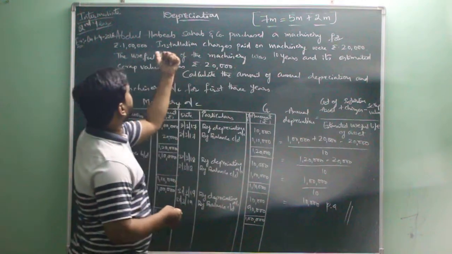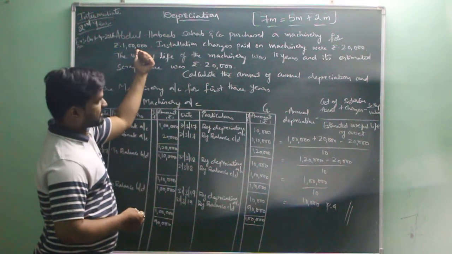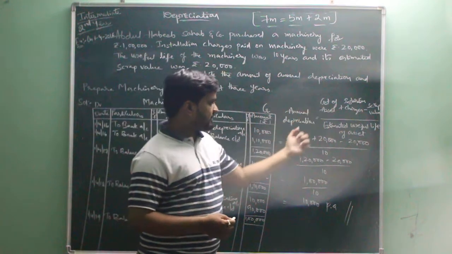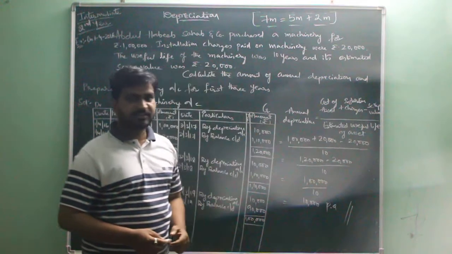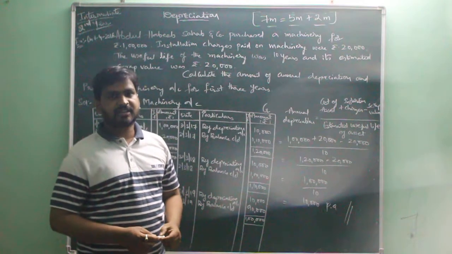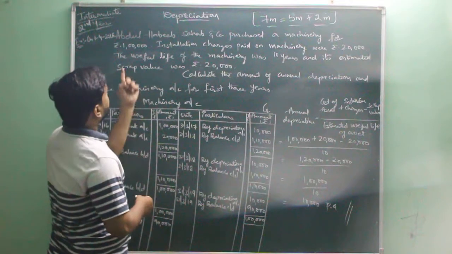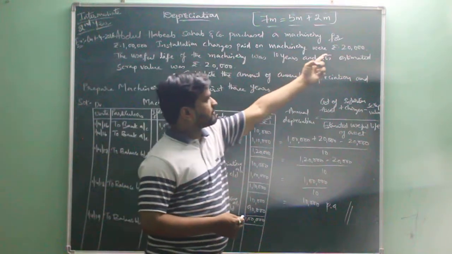Abdul Habib Sahab and company purchased the machinery for 1 lakh. Then the cost of the asset will be 1 lakh rupees plus installation charges. What were the installation charges paid by them? Installation charges paid on machinery were rupees 20,000.